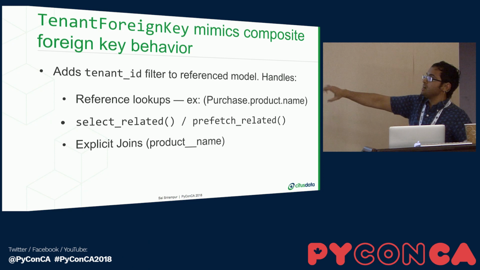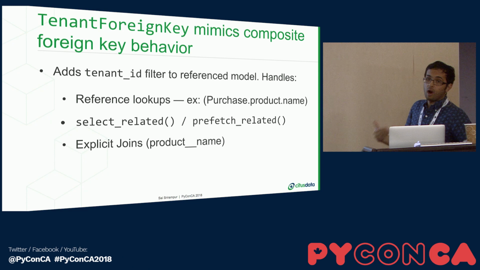It also handles select related and prefetch related, which the Django ORM provides. Those also would have the tenant ID filter automatically added. It also handles the case of explicit joins, where you have product underscore name or something like that. The underscore concept introduces explicit joins, so you would have filters for that case of explicit joins also.